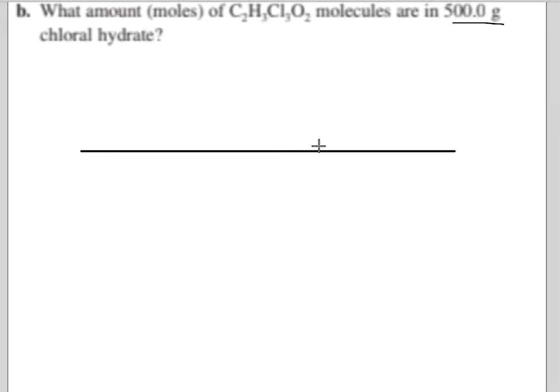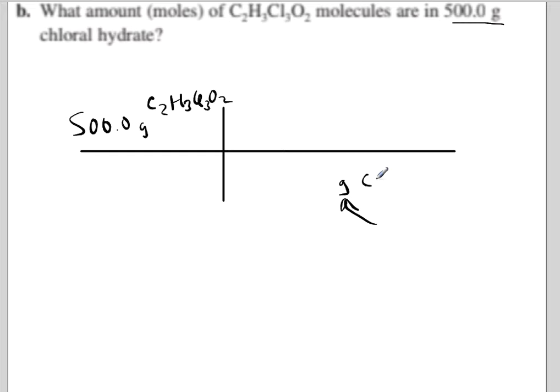We start with a grid every time. So we set up a grid. First thing I'm going to do is drop in 500.0 grams of C2H3Cl3O2. I know that grams has to go down here based on what we did. So C2H3Cl3O2. We said the value was 165.4.